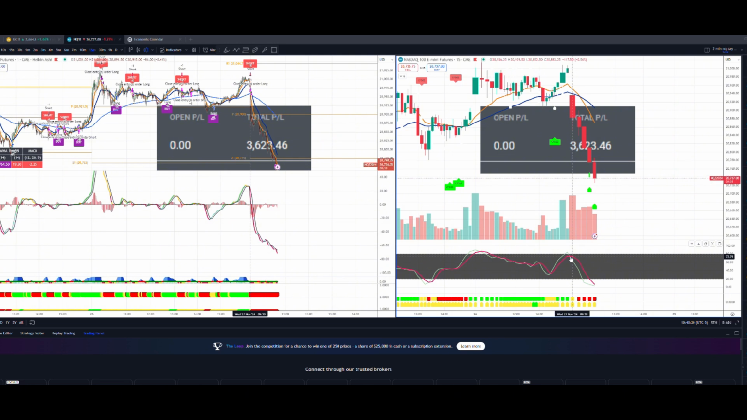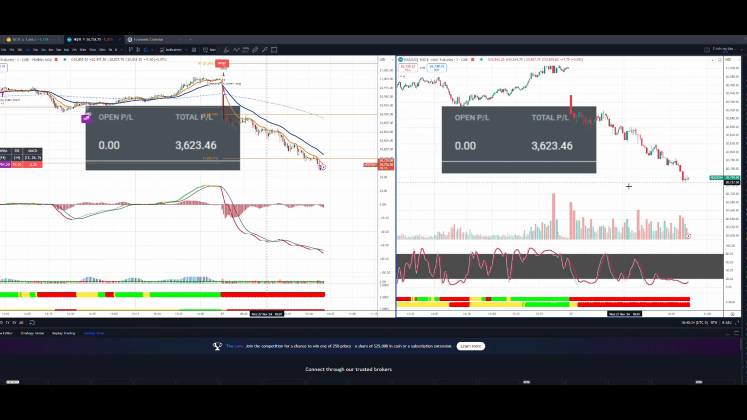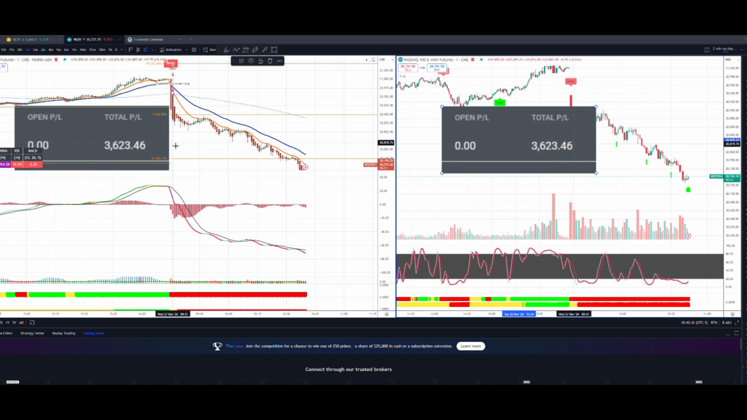Some durability, because once you get above that 80 level on the slow stow or below the 20 and it turns the other direction, you're probably going to have a pretty good move. So going back to the 1 minute that we actually trade on, right? At the open, we got a short signal here, right?